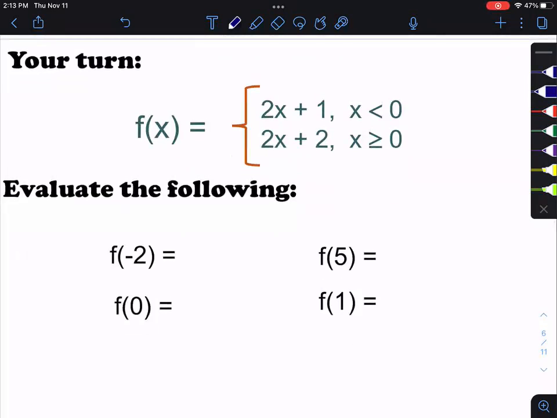Your turn. I want you to evaluate the following. I'm asking you to find f of -2. That means the x value is -2. Figure out which one of these two constraints, this top one or the bottom one, that number falls underneath, and then plug it into the appropriate equation. I'll give you a couple minutes to do all of those. You're going to plug in -2, 0, 5, and 1.